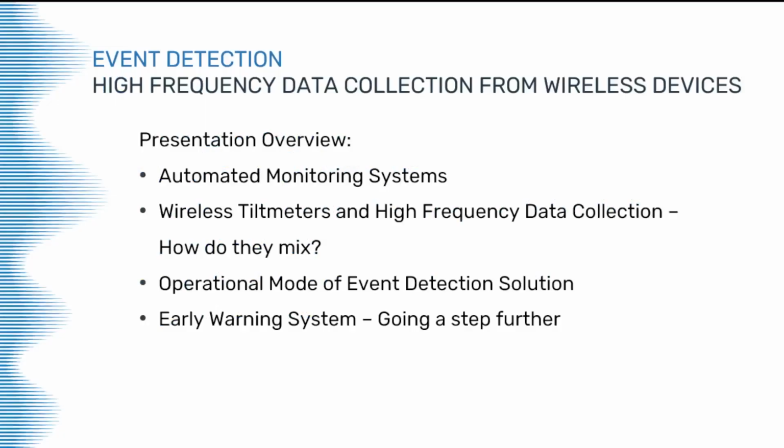But how I'm going to do that is first look at automated monitoring systems, like where is our starting point that we have applications for wireless devices and for wireless devices that are reading at high frequency. From there, we're going to look specifically at wireless tilt meters. That's where the event detection comes in with the Worldsensing wireless tilt meter. And then high frequency data collection with that tilt meter. How do those two things mix? Because wireless and high frequency aren't terms that you normally put together in the I&M world.